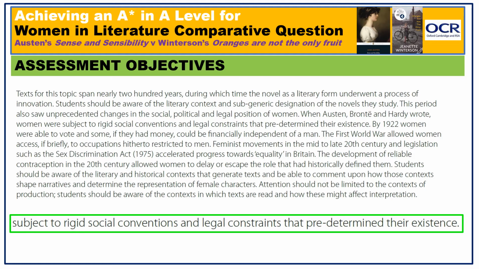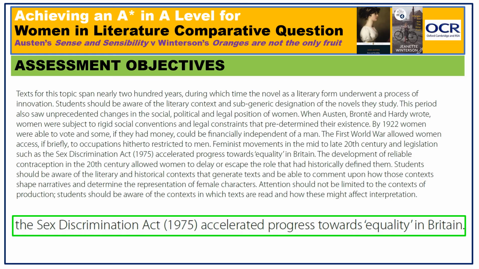In 1975, 10 years before the publication of Oranges Are Not the Only Fruit, the Sex Discrimination Act was passed, meaning that in theory women could not be denied a job on the basis of their sex. So any question comparing female characters and the lives of women across such different periods needs to take into account such different contexts. Why might women be behaving in a certain way within one text but not the other? To what extent can that be attributed to their particular contexts?